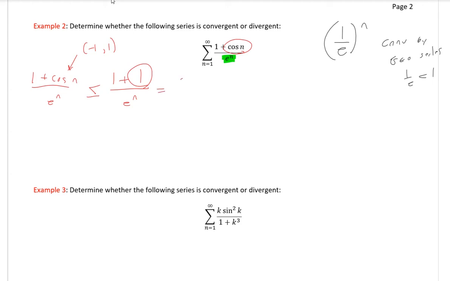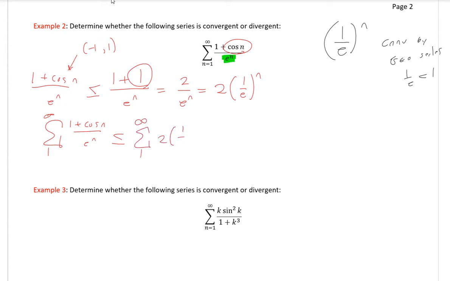So then we see this as 2 over e to the n, or, to make it look like a geometric series, 2 times 1 over e to the n. Therefore, we have that the sum from 1 to infinity of 1 plus cosine of n over e to the n is less than or equal to, again, equal to because cosine could be 1 in some cases, the sum from 1 to infinity of 2 times 1 over e to the n.